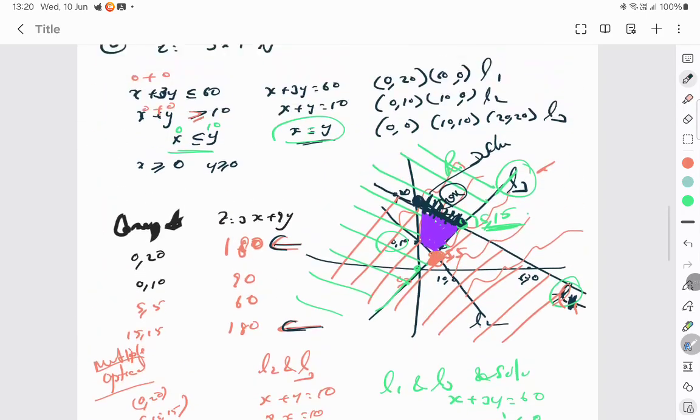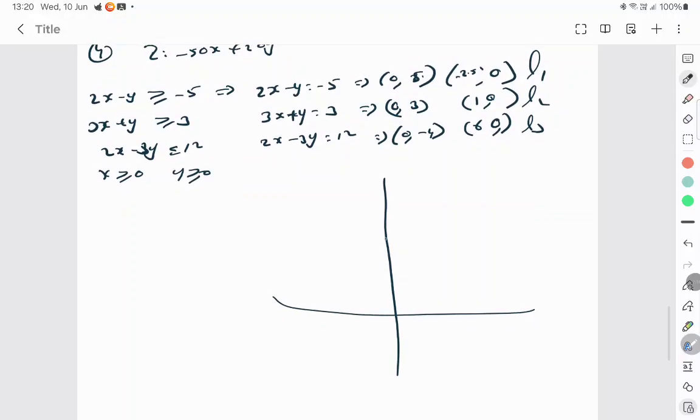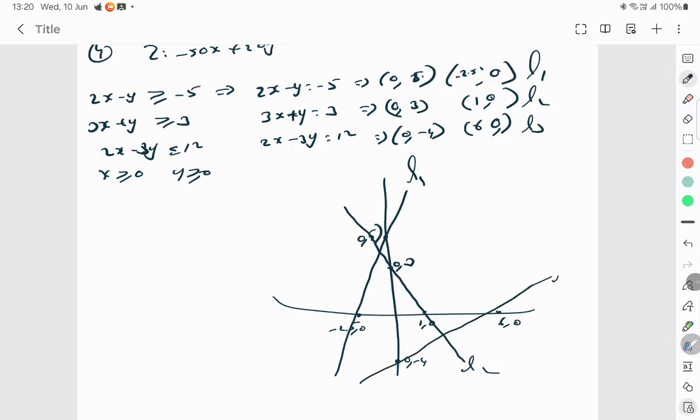You have 0 comma 5. Where will 0 comma 5 be? Can I take it approximately here? And minus 2.5 comma 0 will be approximately here, and join this, and that will be your line 1. 0 comma 3 will be here, and 1 comma 0 is here. Join these two, you'll get your line 2. 0 comma minus 4 is on the y axis, and 6 comma 0 is here. Join these two, you get your line 3.